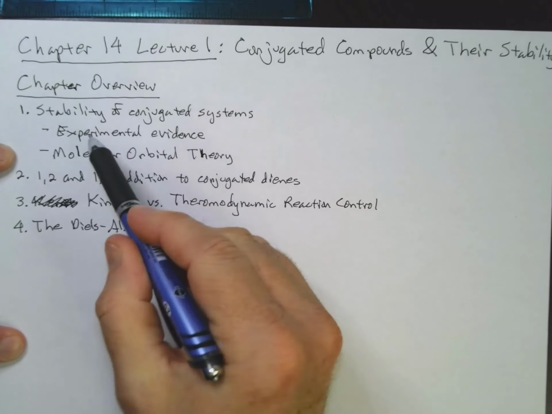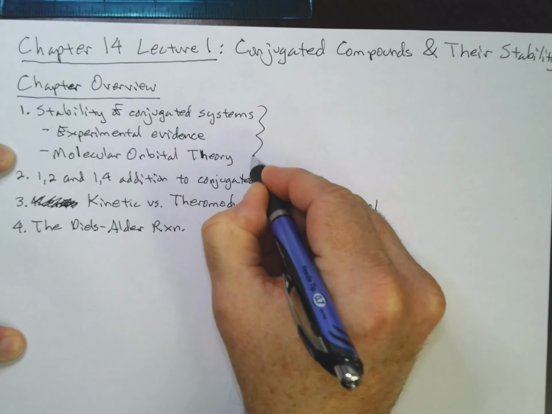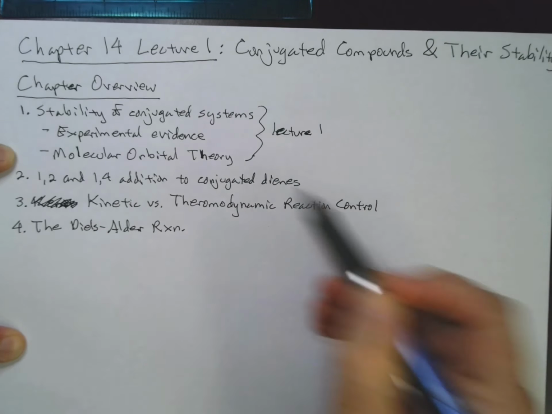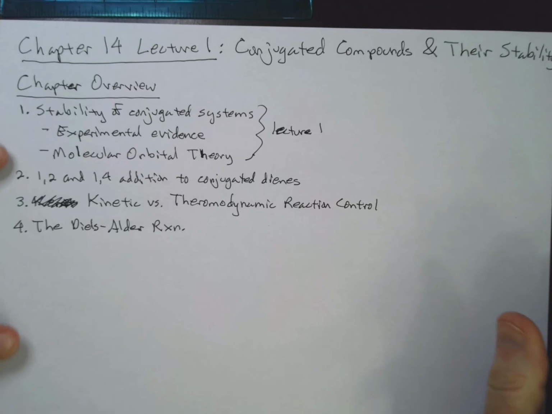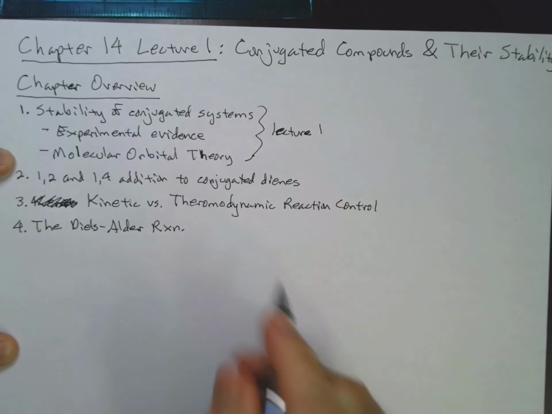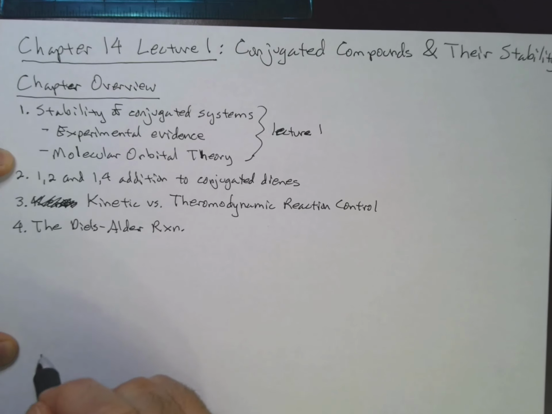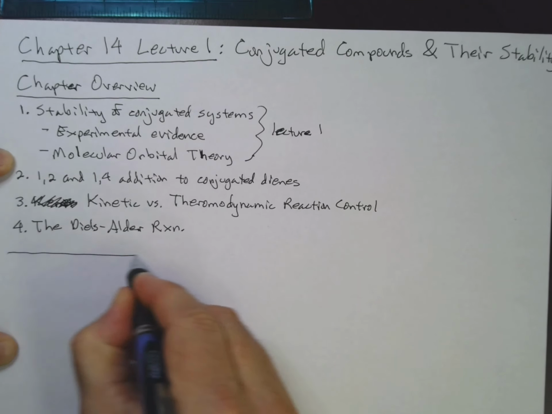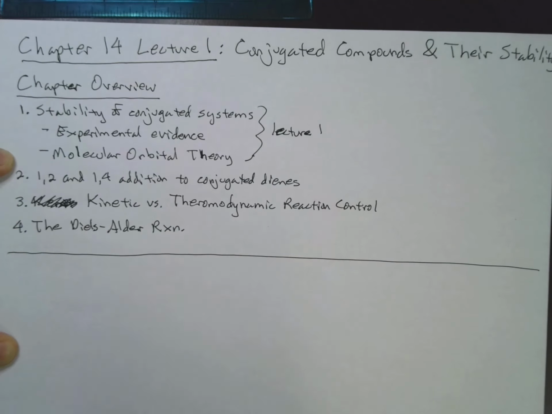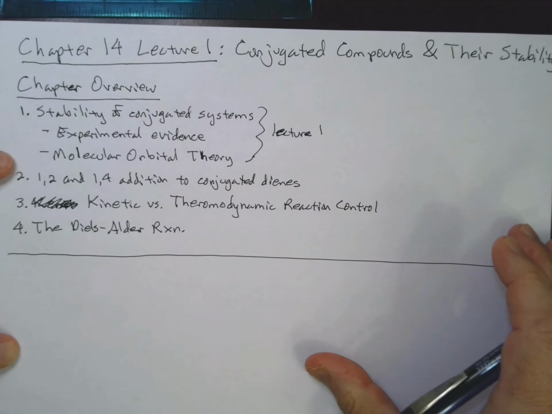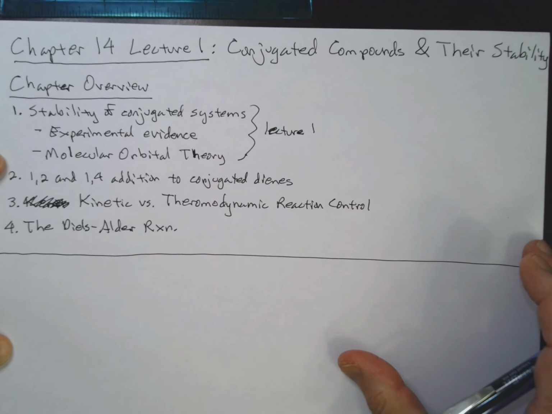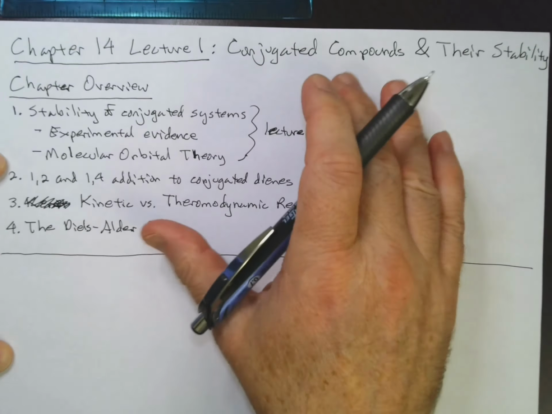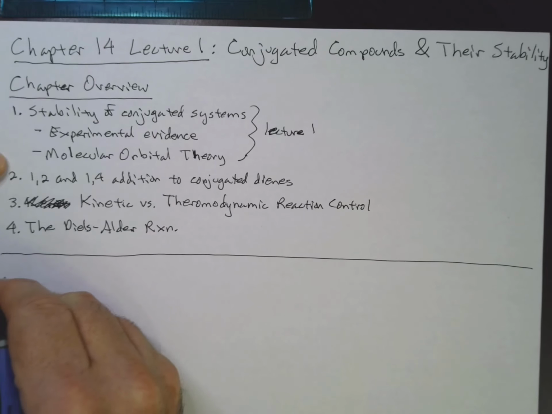So this lecture, lecture 1, is going to deal with the stability of conjugated systems. Subsequent lectures will look at the different reactions, reaction control, and then the Diels-Alder reaction. The Diels-Alder reaction is a good segue into chapter 30, pericyclic reactions, because it is an example of a pericyclic reaction, that is, a cycloaddition. All right, so let's take a look at conjugated compounds and their stability.